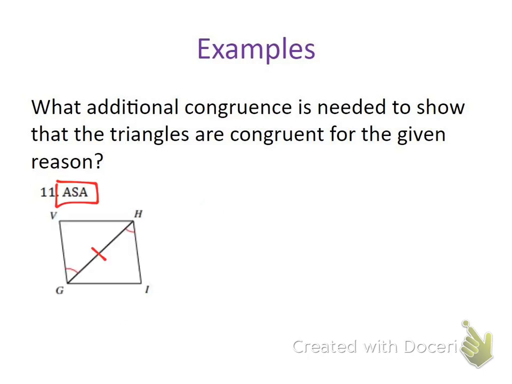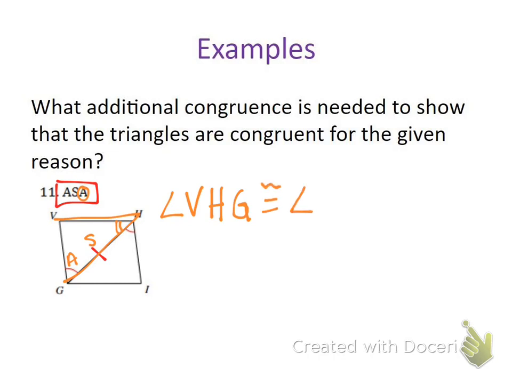Let's look at the first triangle. Right here we have an angle and we have a side. We're missing a what? An angle. And the angle has to be touching this side, right? So it has to be this angle right here. How we would name that is what? What do you guys think? Angle V, H, G. VHG needs to be marked congruent.